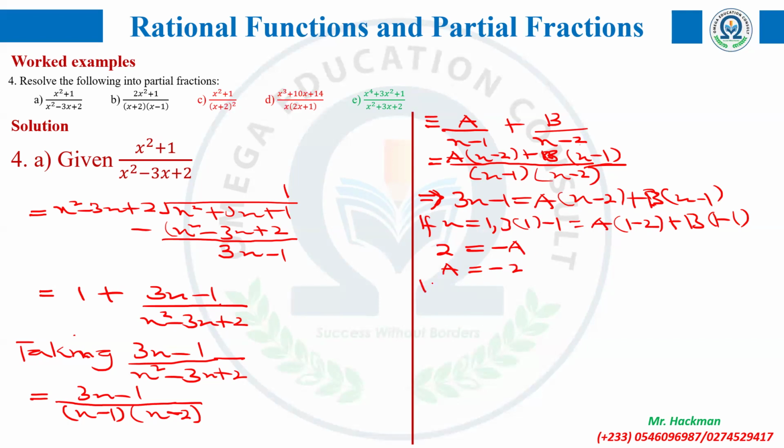Yes, sir. If x is equal to, which value do we go for? Positive 2, our second one. So we are going to get 3 into positive 2 minus 1 will be equal to A into 2 minus 2 plus B into 2 minus 1. Which gives us 6 minus 1, which will give us 5, is equal to, this will go, so 2 minus 1, so plus B. So I will get B here. So I know the values of A and B.